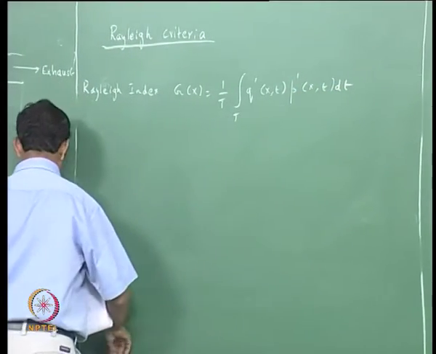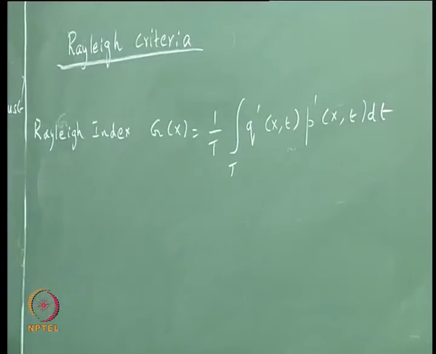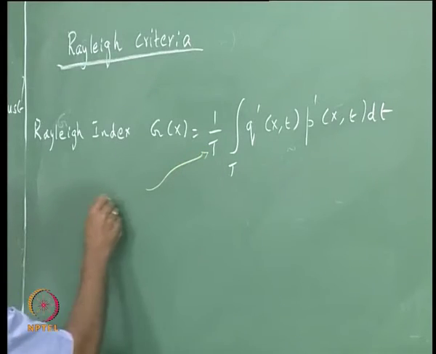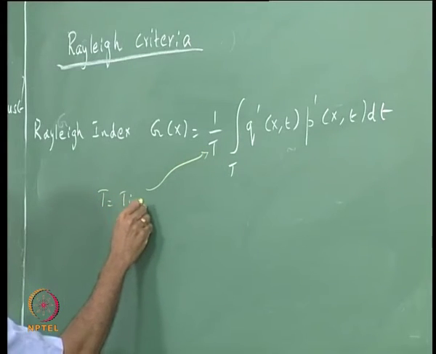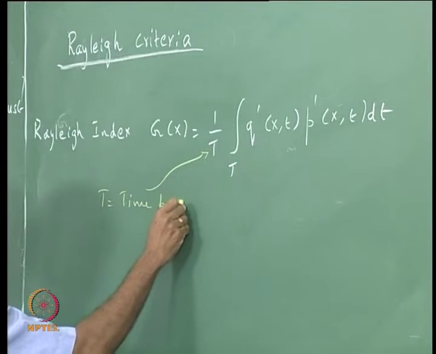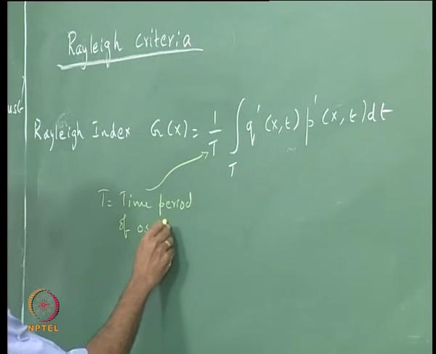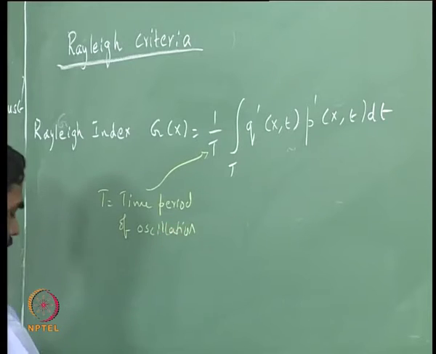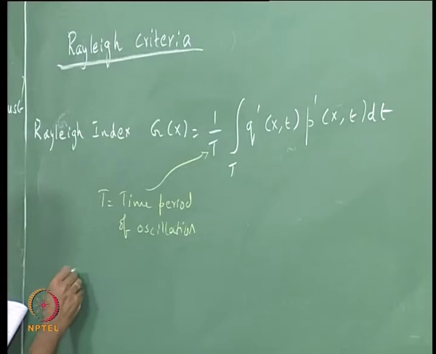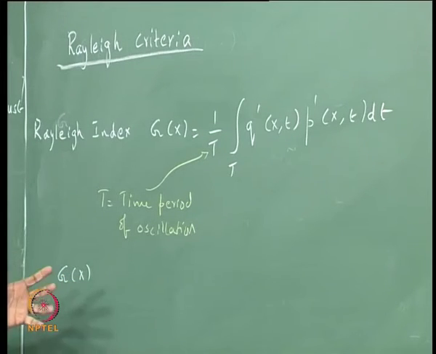And T here is the time period of the oscillation. So if G of x, having this x dependency says that it is a local thing. It acknowledges the fact that in some place heat release can be in phase, and in some other place it can be out of phase.